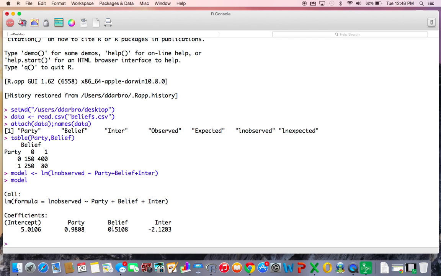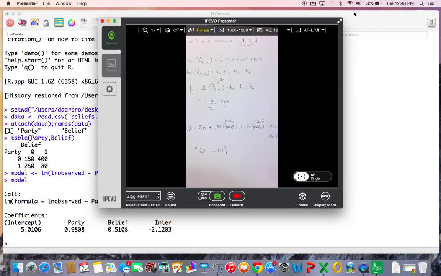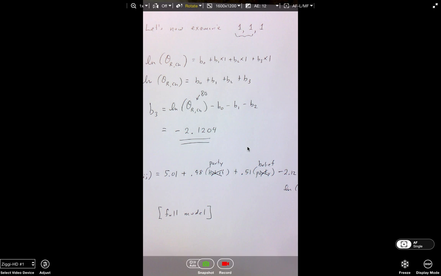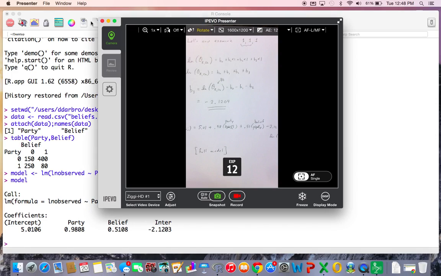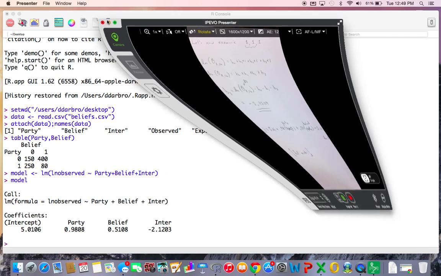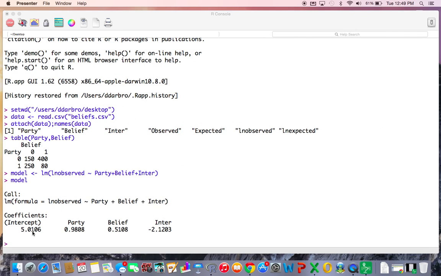And I don't know why, but I sat right there and said it, and I knew it was wrong. So what I did, let me go back and show you. What I did is I went in, and the 0.98 should actually go with party, and the 0.51 should actually go with belief. And such a bozo. I knew it was wrong when I said it. But anyway, you see the B0 is 5.01, and the coefficients match up with what we created by hand.